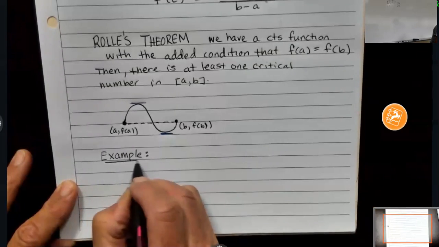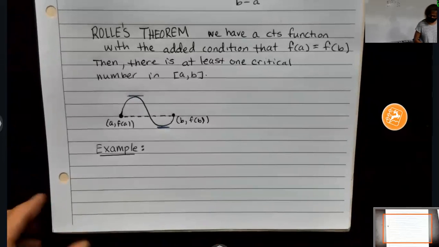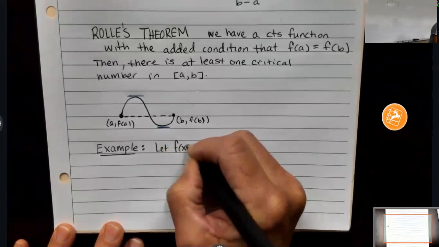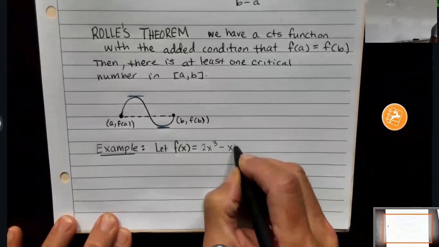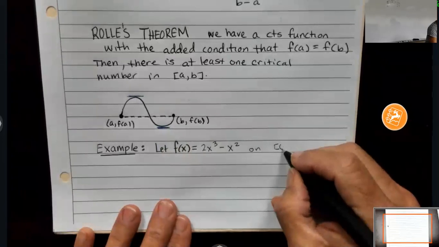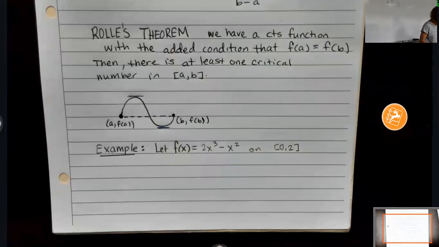So our most common example of a continuous function is just a polynomial. So let's take a polynomial function and define it on a closed interval. So let's let f of x be 2x cubed minus x squared, and let's let the interval be from 0 to 2. And our instructions are verify that this function satisfies the hypothesis of the mean value theorem and find all the numbers between 0 and 2 that the mean value theorem tells us exist.